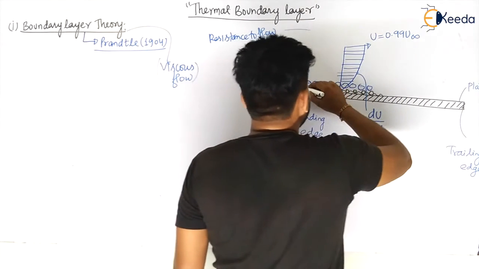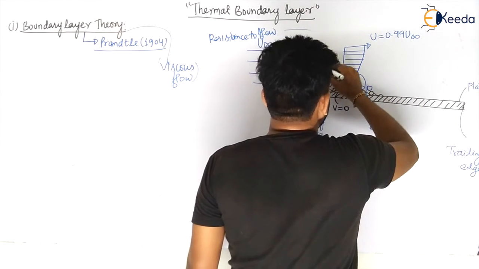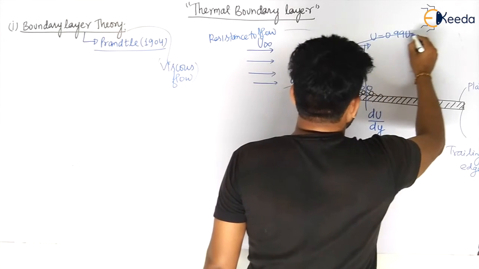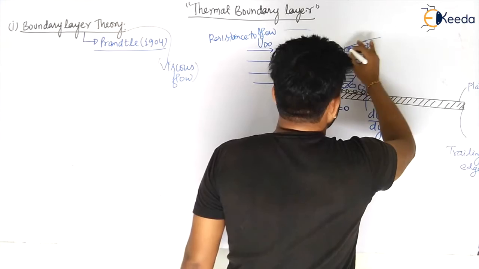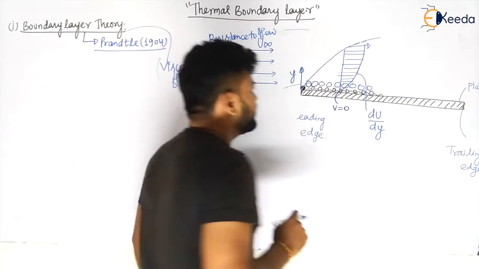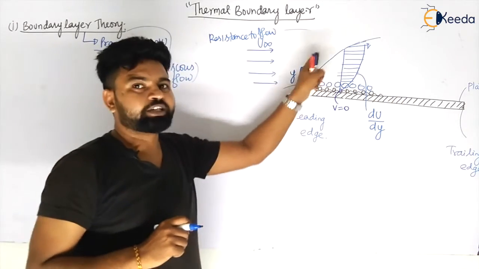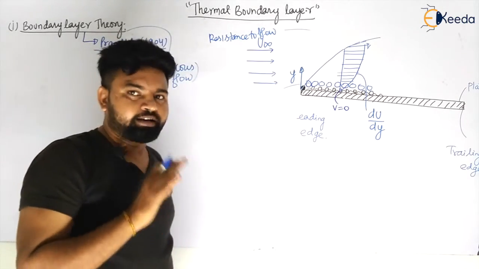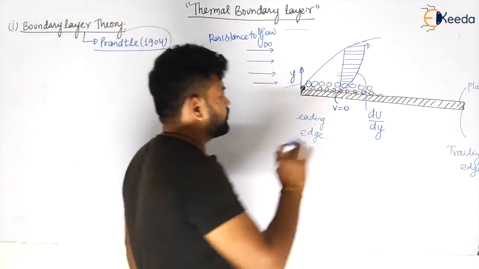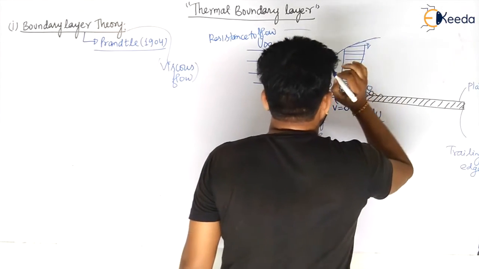So there will be some growth of the boundary layer, my dear students, like this. This region where the velocity gradients exist is called your boundary layer. I am talking about the boundary layer region, my dear students.